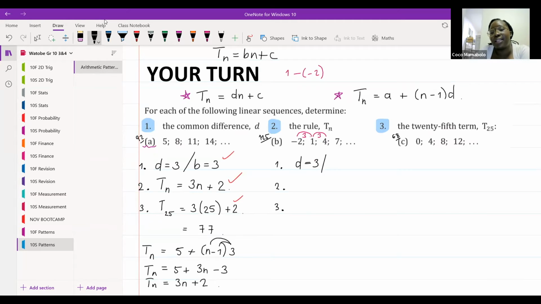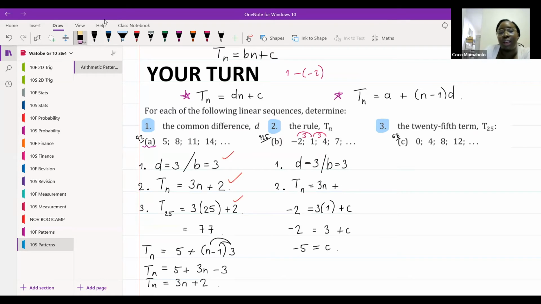If you're using Bn plus C, B is equal to 3. Let's look at our general rule: Tn is equal to 3n plus C, and then we replace Tn with -2 and n with 1. So -2 is equal to 3 times (1 plus C). 3 times 1 is 3, so -2 is equal to 3 plus C. If I take 3 over to the other side, I get -2 minus 3, so -5 is equal to C. So C is equal to -5.